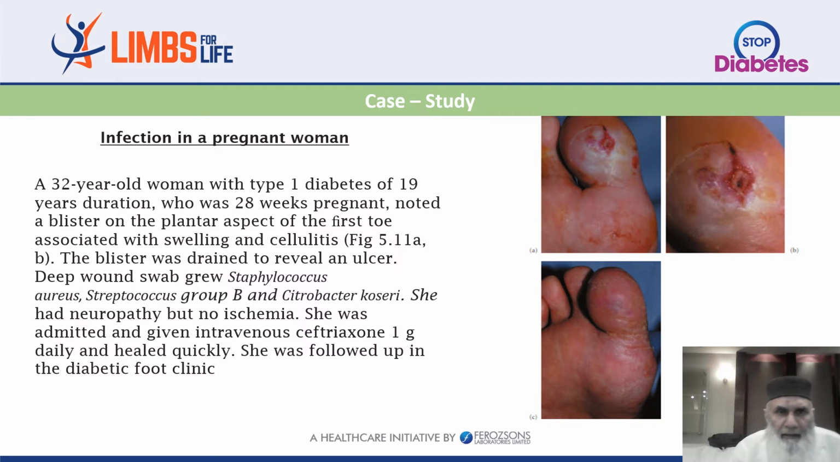And this is another case of infection in a pregnant woman, a 32-year-old woman with type 1 diabetes of 19-year duration who was 28 weeks pregnant. She noted a blister on the plantar aspect of the first toe associated with swelling and cellulitis. The blister was drained to reveal an ulcer, a deep wound. The swab grew Staphylococcus aureus, Streptococcus group B, and Acinetobacter.